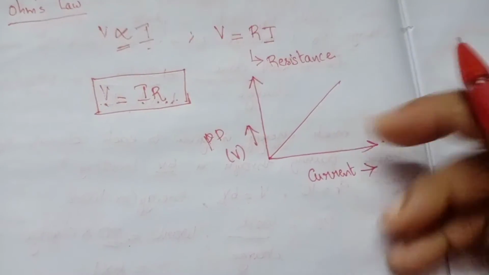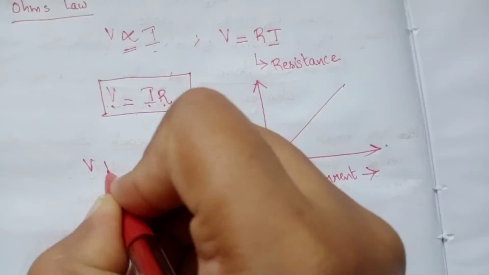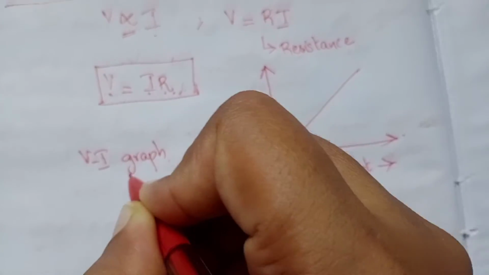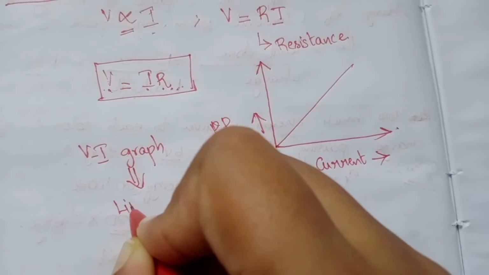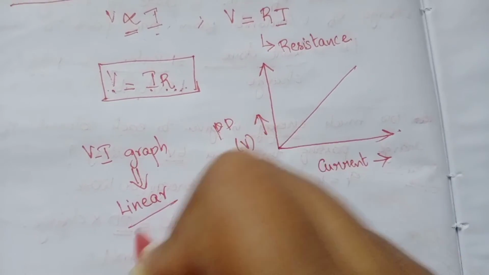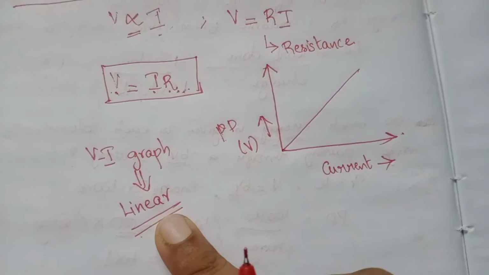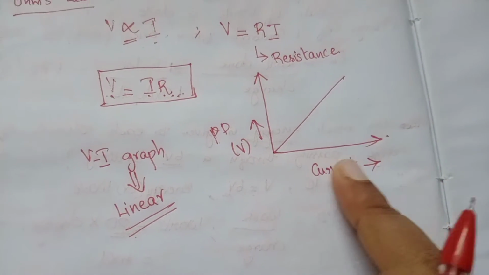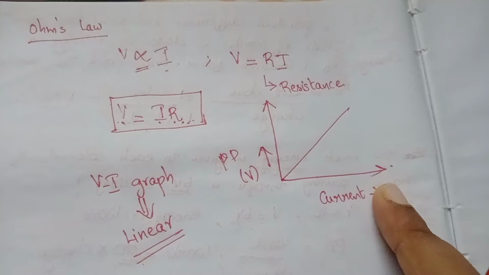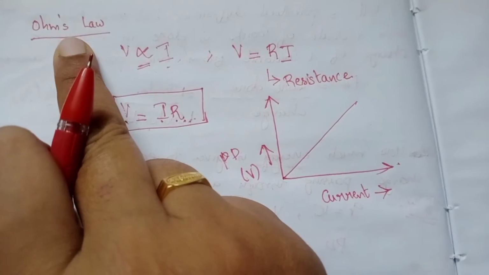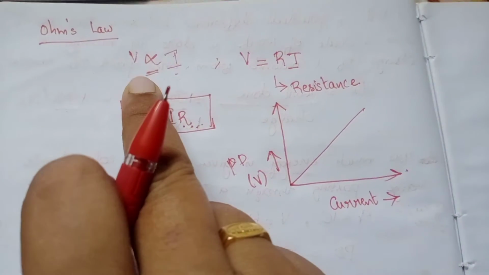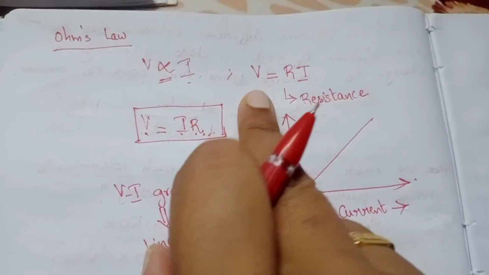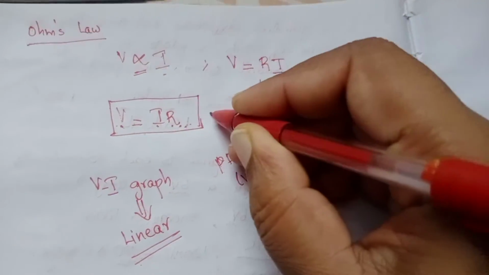This graph is called the VI graph. The VI graph is always linear. Linear means as the value of potential difference increases, the value of current also increases. So this is what is called Ohm's law. Ohm's law states that the potential difference is directly proportional to the current, or we can say that V is equal to I into R.